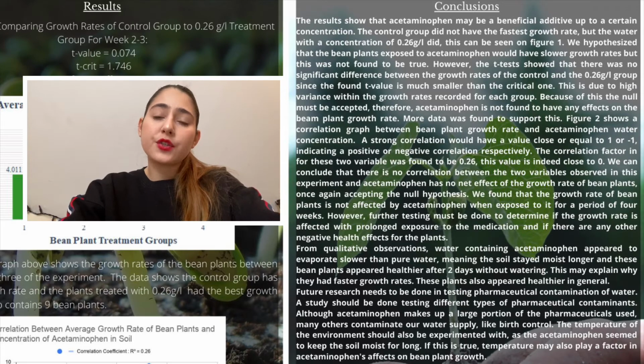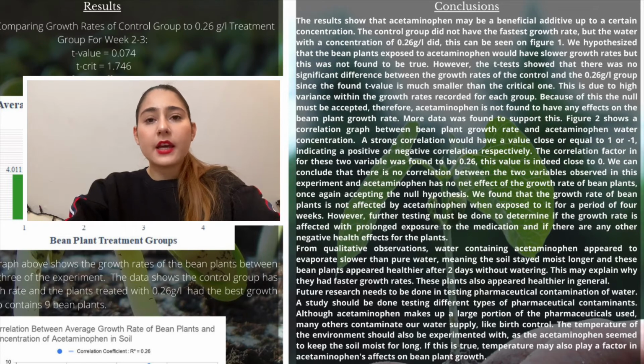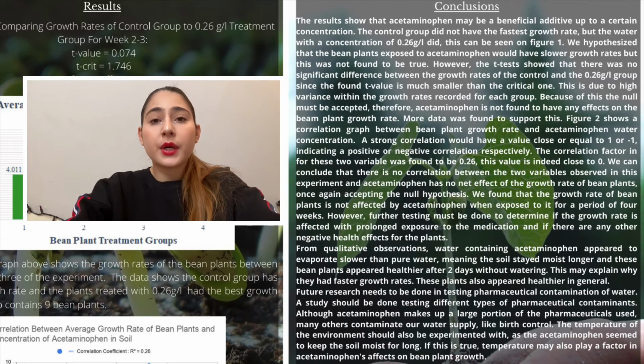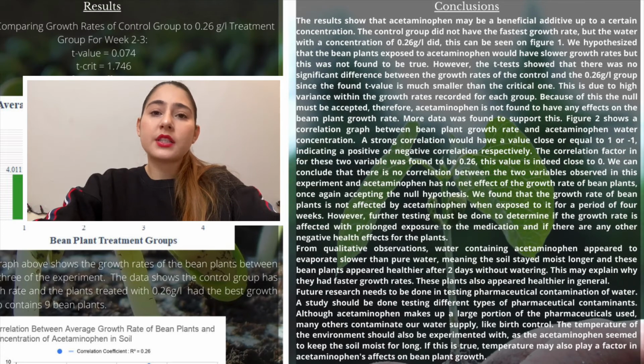And it is because these two groups are not significantly different that we cannot reject the null, and therefore we must accept it. The null says that acetaminophen has no effect on the plant growth rate, and we actually find the same results from figure 2. The correlation factor from figure 2 was 0.26. In order for a correlation to be strong, it has to be closer to +1 or -1, and in our case, it was very close to 0. This means that there is no correlation between the concentration of acetaminophen and the plant growth rate, meaning that we must accept the null.